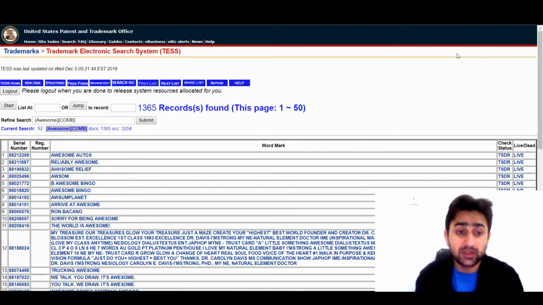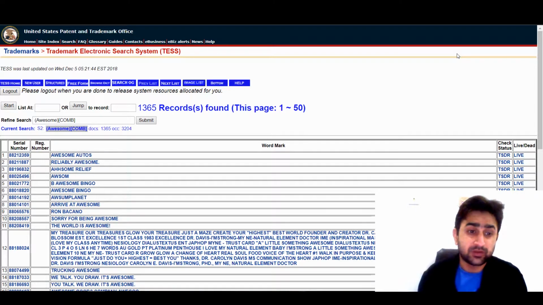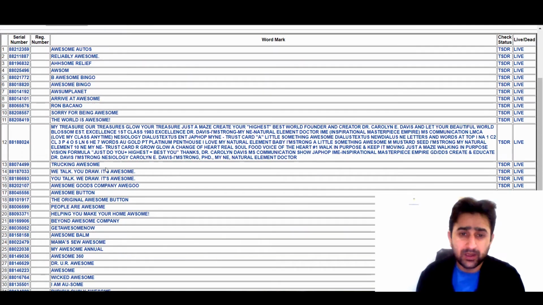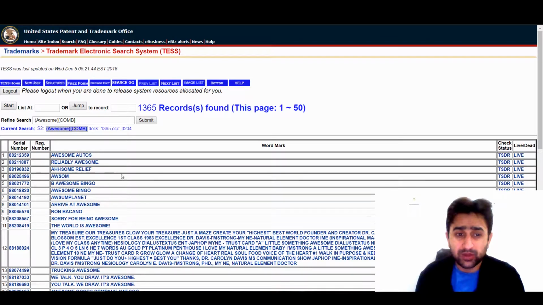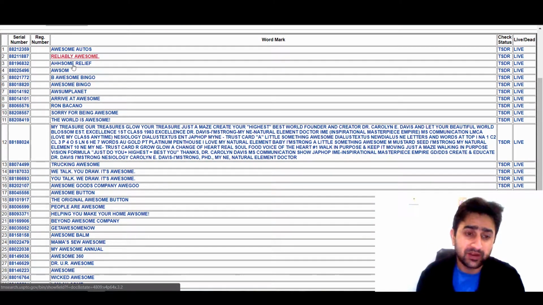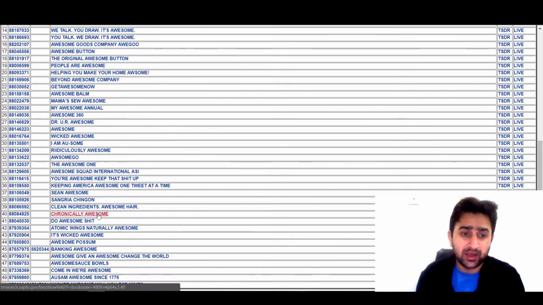Now you can see that they have found 1365 trademarks for this single word, awesome. So how can you be sure that the word is actually not trademarked and you can use it? For example, these are different examples that are shown here, and some of them are not actually relevant.